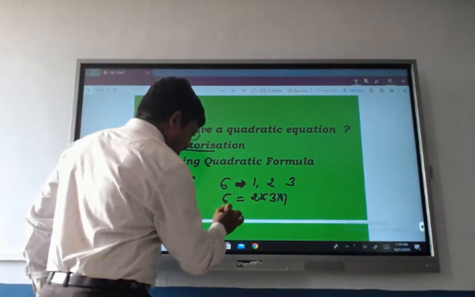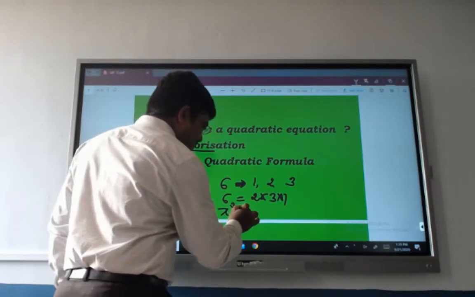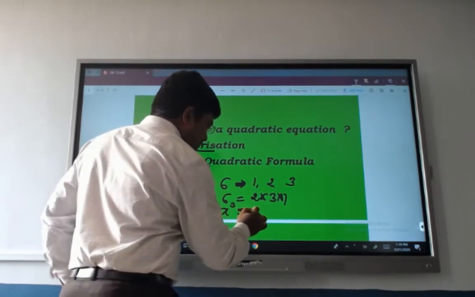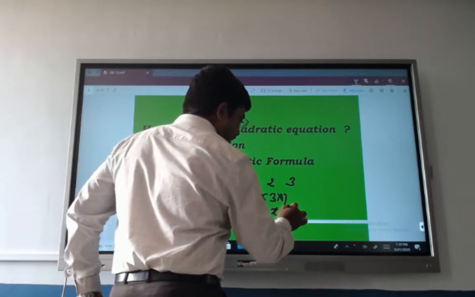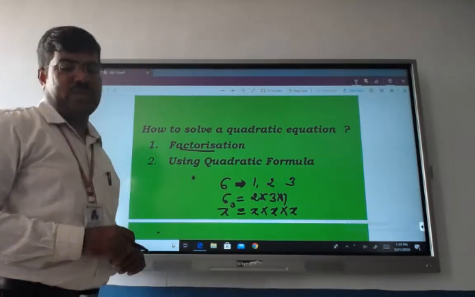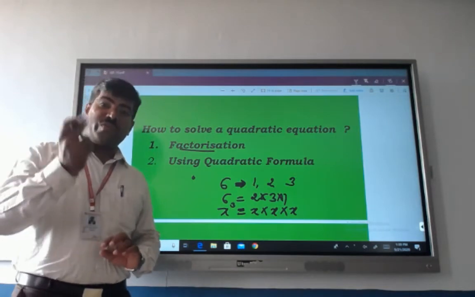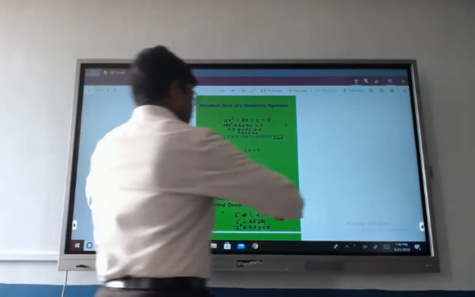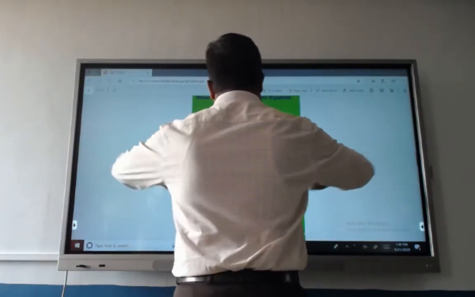So if it is x cube, how can you factorize this? x cube is equal to x into x into x, like this you can write. So this is factorization. We are going to write that expression in the form of products.